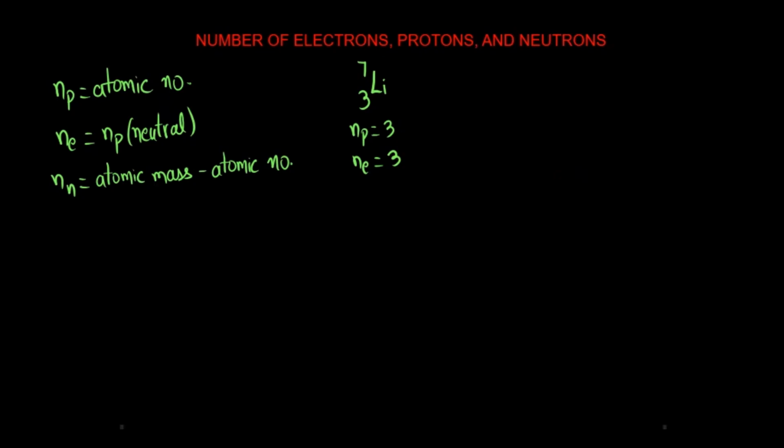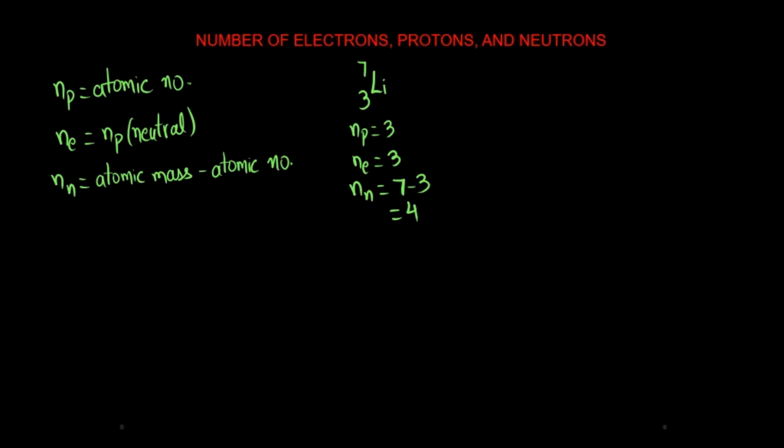Now, the number of neutrons is atomic mass minus the atomic number. Atomic mass is 7 and atomic number is 3. So the number of neutrons is 4.